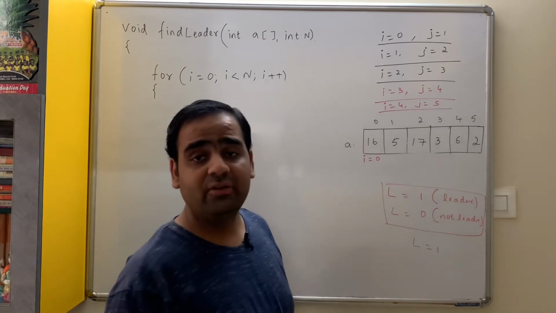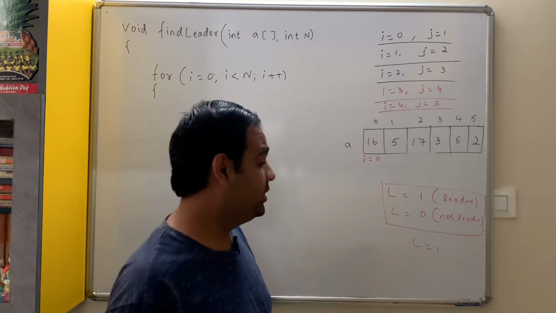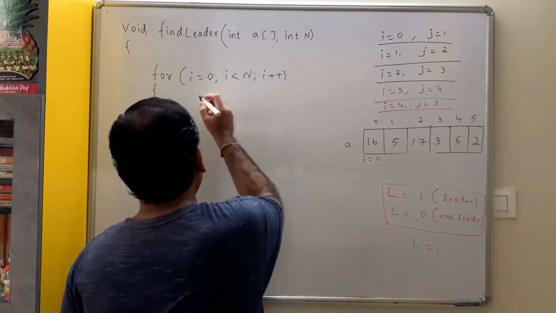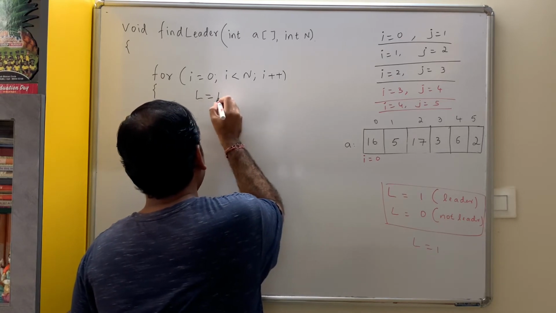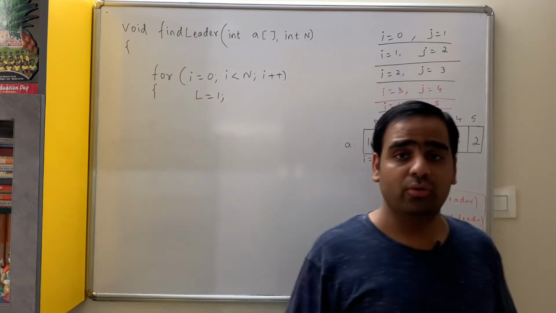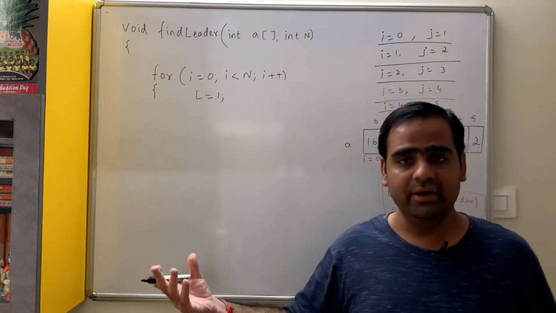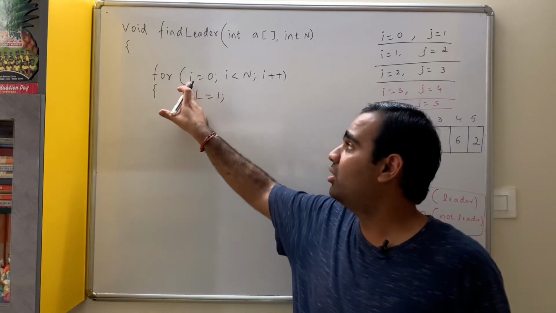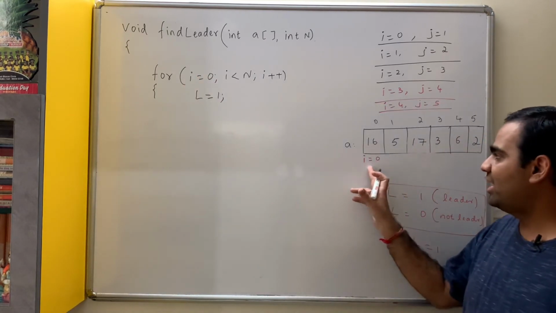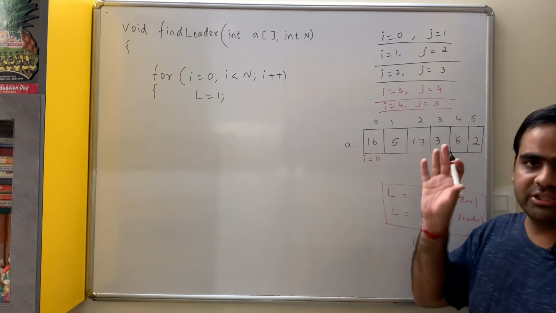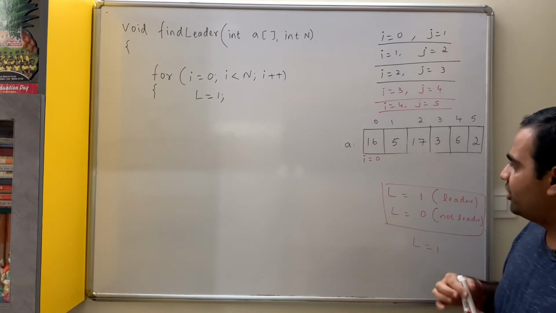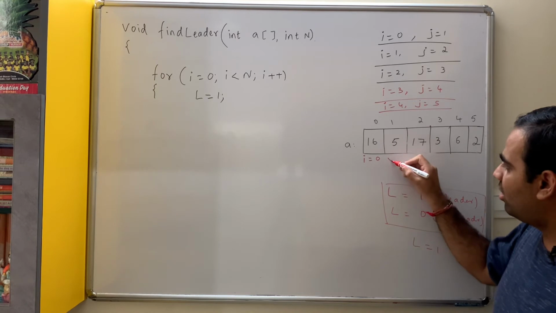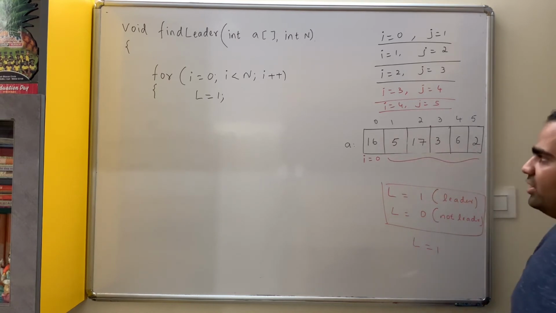Now initially what we do, we assume that 16 is leader. Therefore what shall I write here? I shall say L is equal to 1 and I assume that 16 is leader. How do I know that it is 16? Because the value of I is 0, and the value there at index 0 is 16. Now we have to search all the elements on the RHS subarray.